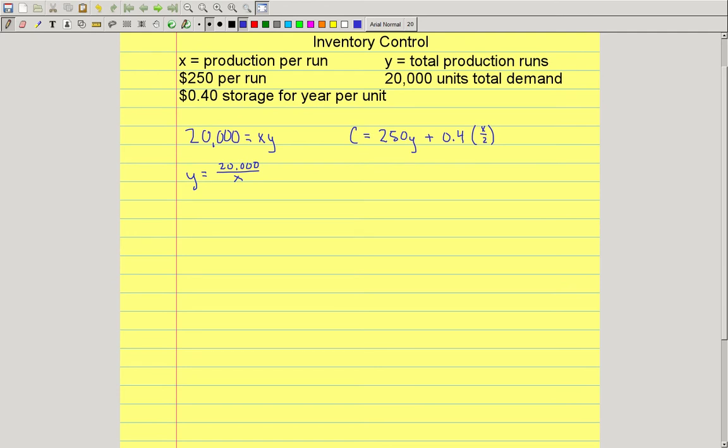What we're going to do now is take our cost function and rewrite it as a function of x, substituting in our value for y. So we're going to have 20,000 divided by x, replace y, and we'll do a little bit of simplification on the right-hand term and get 0.2 times x. Lastly, we'll simplify the left-hand term and see that in the numerator we're going to have 5 million divided by x.